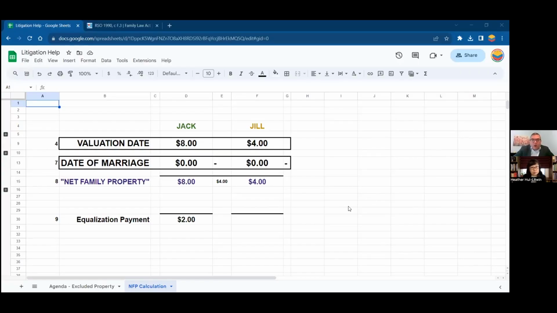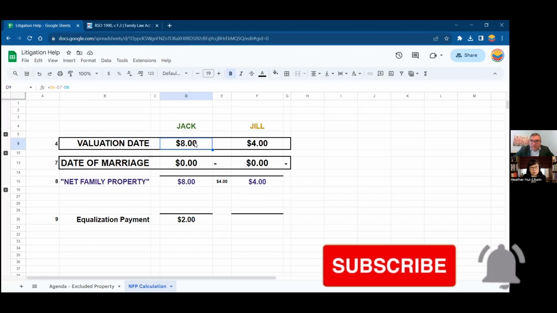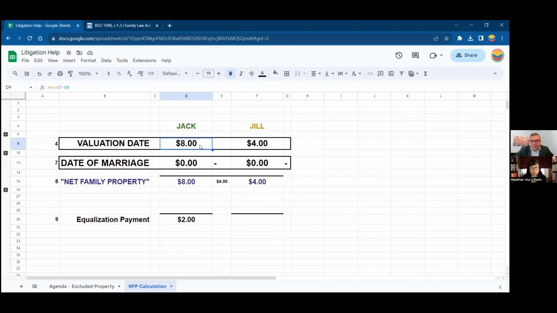So then we look now at the calculation. Recall that I said, let's say both parties, we want to know what their net worth is on the date that you separate, what we call the valuation date. It also includes death, where the relationship ends with death. Jack here has 8, and he has nothing on date of marriage, so his net family property is 8. And Jill on this side is 4, her net worth, and her date of marriage is 0. So her net family property is 4.